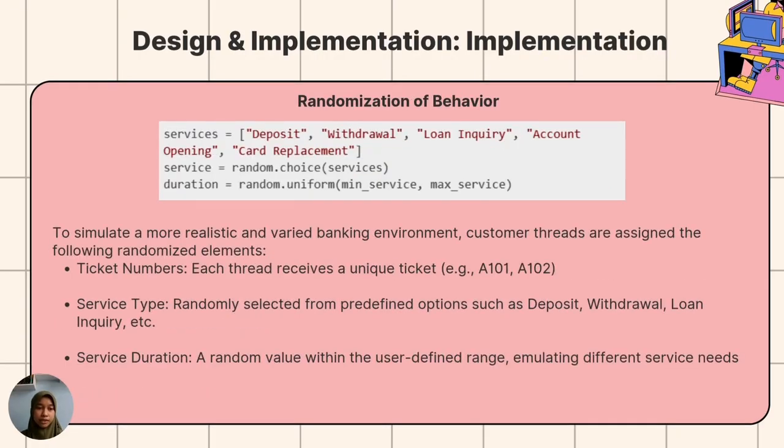Next is randomization of behavior. To simulate a more realistic banking environment, we added these elements: ticket numbers, where each thread receives a unique ticket; service type, like deposit, withdrawal, and loan inquiry; and then service duration, a random value within the user-defined range.